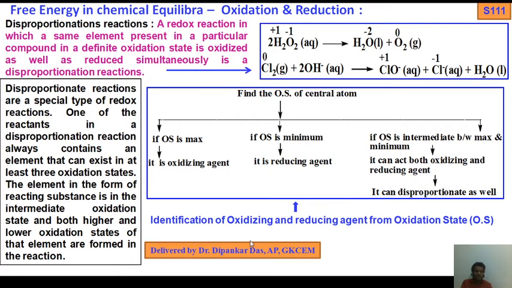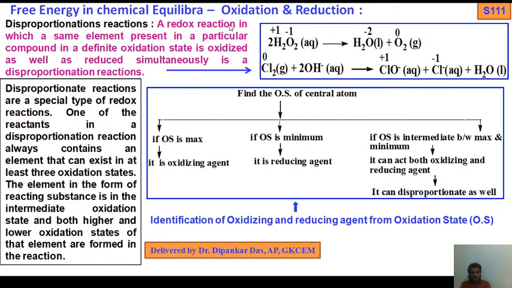So what I told you: first find out the oxidation state of the central atom. After getting this oxidation state, if it is maximum, it is an oxidizing agent. If it is minimum, it is a reducing agent. If it is intermediate between maximum and minimum, it can act as both oxidizing and reducing agent, and it can also disproportionate. So this is the way you can directly find out the oxidizing agent and reducing agent after getting the oxidation state. Now, come to disproportionation reaction.